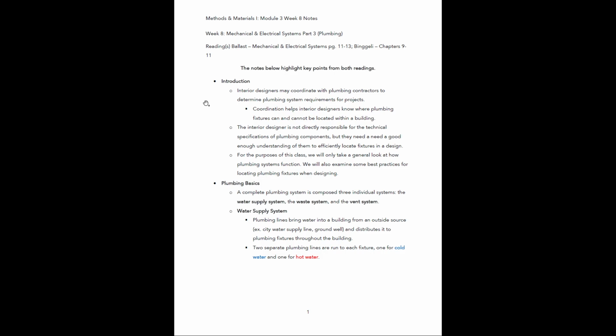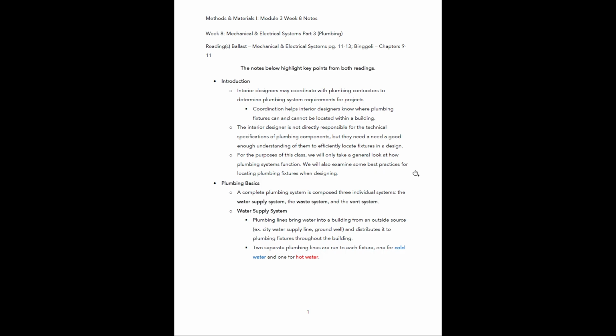Interior designers may coordinate with plumbing contractors to determine plumbing system requirements for projects. Coordination helps interior designers know where plumbing fixtures can and cannot be located within a building. The interior designer is not directly responsible for the technical specifications of plumbing components, but they do need a good enough understanding of them to efficiently locate fixtures in a design. For the purposes of this class, we will only take a general look at how plumbing systems function. We will also examine some best practices for locating plumbing fixtures when designing.